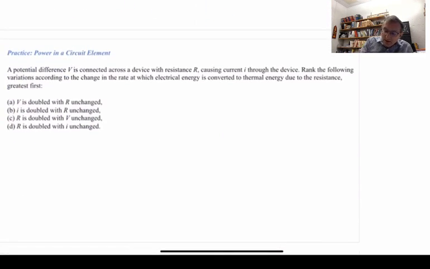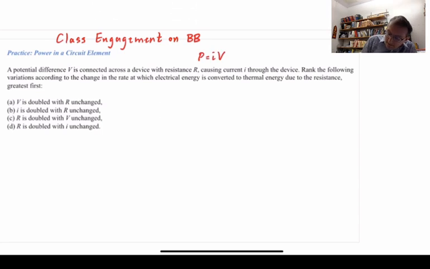Okay, so we'll just close with a class engagement exercise for Blackboard that involves practicing with P equals IV, which can be expressed as I squared R, which can be expressed as V squared over R if your object is a resistor. So here's the scenario. We have a potential difference V across a device with resistance R. That means it's a resistor, causing current I through the device.